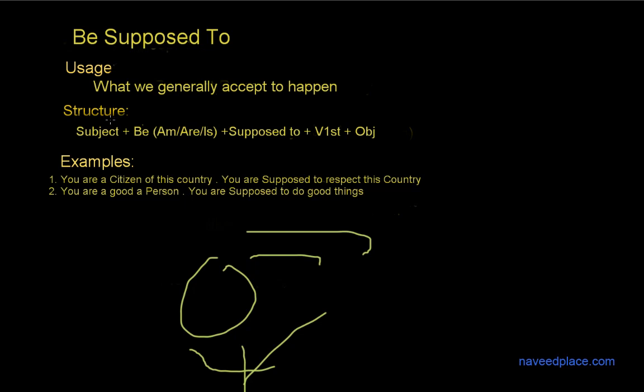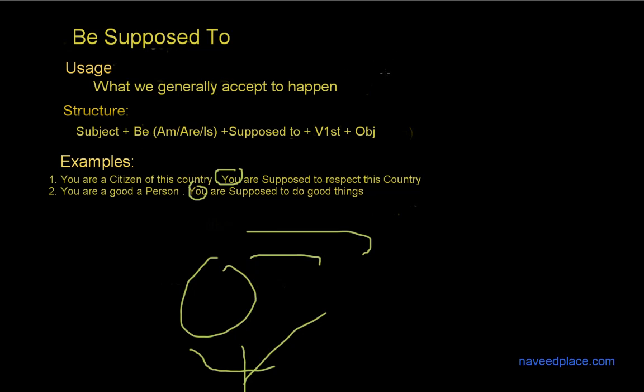Now it's time to see the structure of "be supposed to". So the structure is here: subject plus be (is, am, are) plus supposed to plus first form verb plus object. First we have subject. Subject means doer. Here we have you. Definitely subject means doer, means who. It can be he, she, it, Navi plus .com, anybody. Getting me? The who. Then definitely we will use is, am, are.